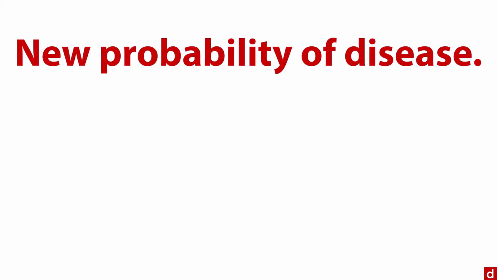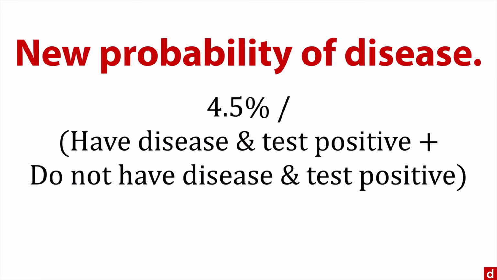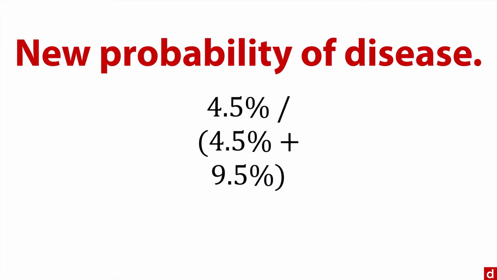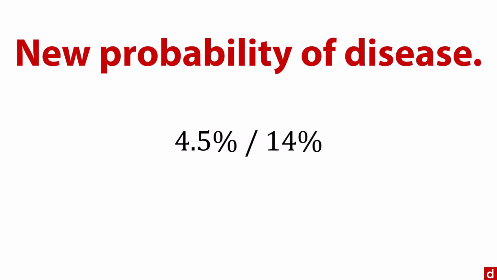So we're going to go back to our formula here in words and start plugging in numbers. We get 4.5% right there and right there. And then we add in our other number, the false positives. That's 9.5%. Well, we rearrange and we start adding things up. That's 14%. And when we divide that, we get 32.1%. Here's what that number means.